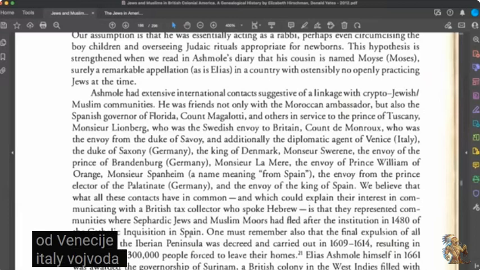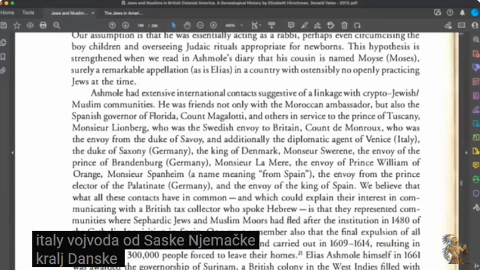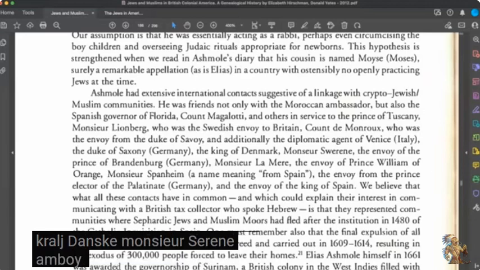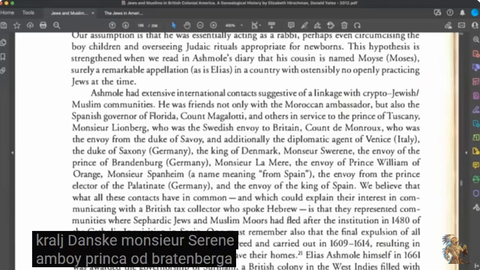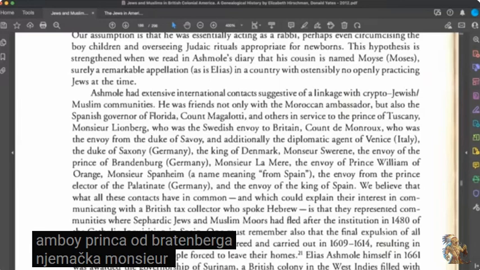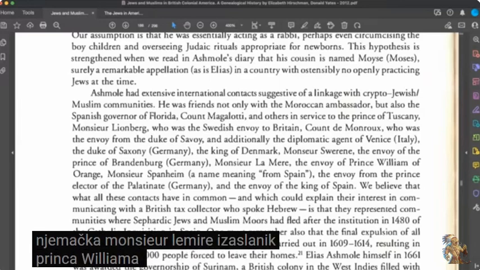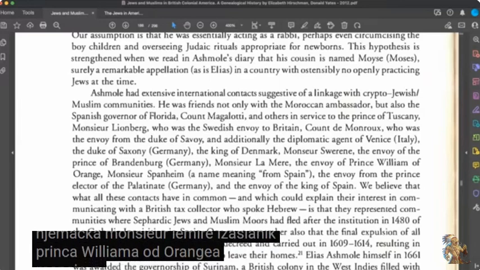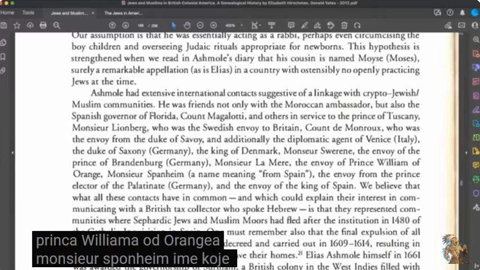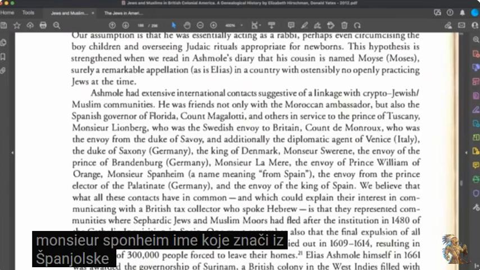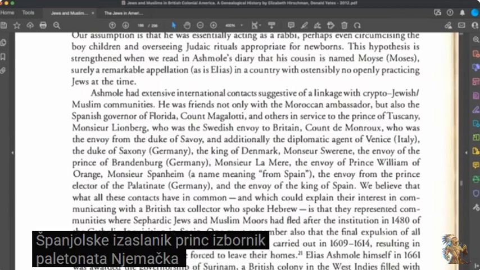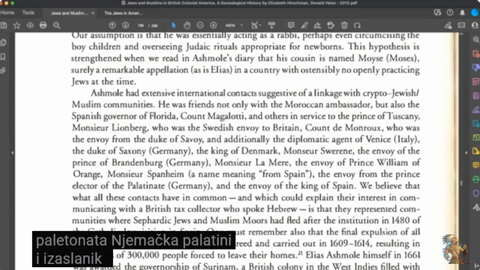Italy, the Duke of Saxony, Germany, the King of Denmark, Monsieur Serene, the envoy of the Prince of Brandenburg, Germany, Monsieur Lemire, the envoy of Prince William of Orange, Monsieur Sponheim, a name meaning from Spain, the envoy from Prince Elector of the Palatinate, Germany, the Palatines, and the envoy of the King of Spain.